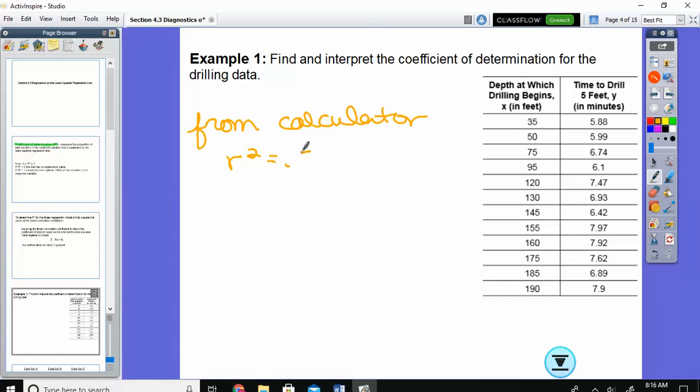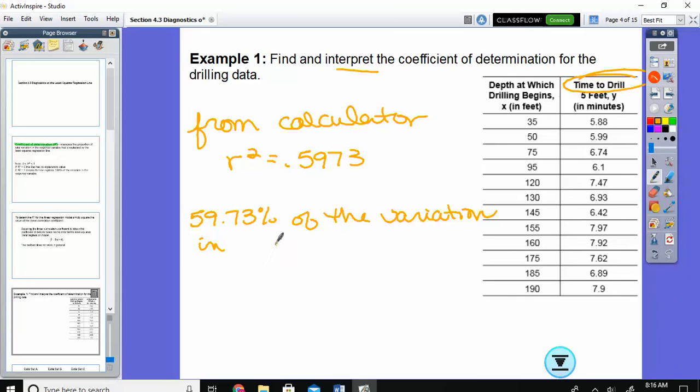So it's 0.5973. So what that means, I'd like to write a sentence for the interpret part. This is like giving you a percent. So it's saying 59.73% of the variation in my y, which was the drill time, is explained by the regression line.